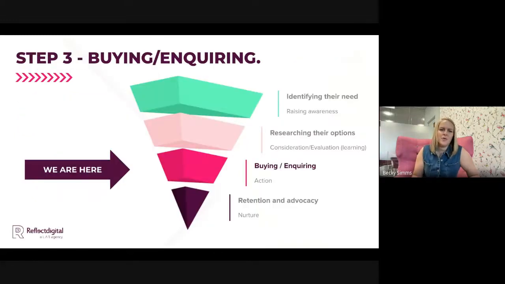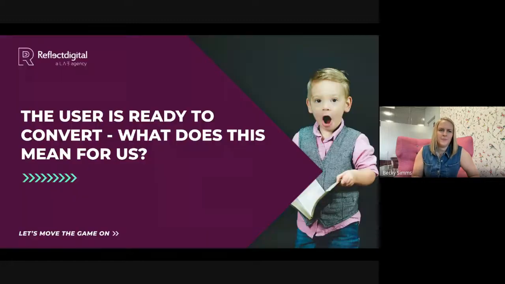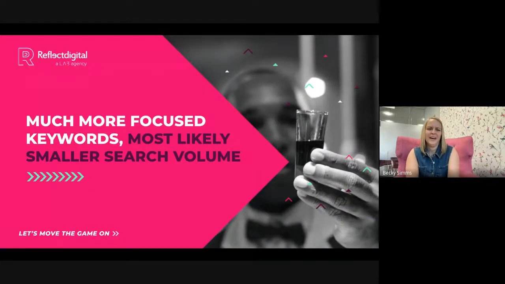So then they're at the point that they're ready to buy or inquire. So the user's ready to convert. What does it mean for us? Well, we get excited because this is the good stuff. And here we're going to see much more focused keywords. They're going to be likely to be smaller search volume, and there might be more of them, lots of variations of them.